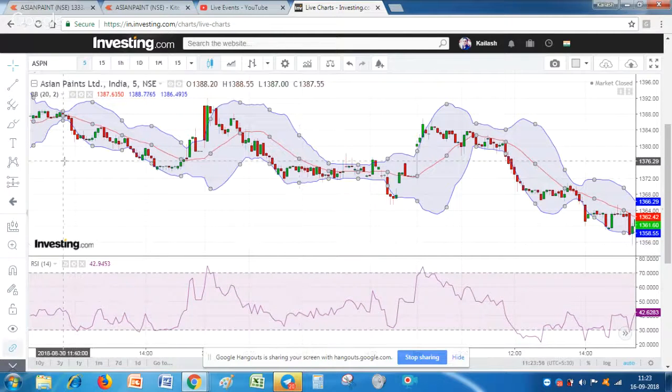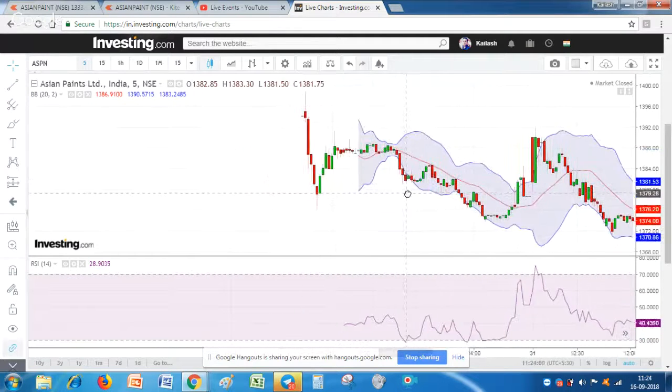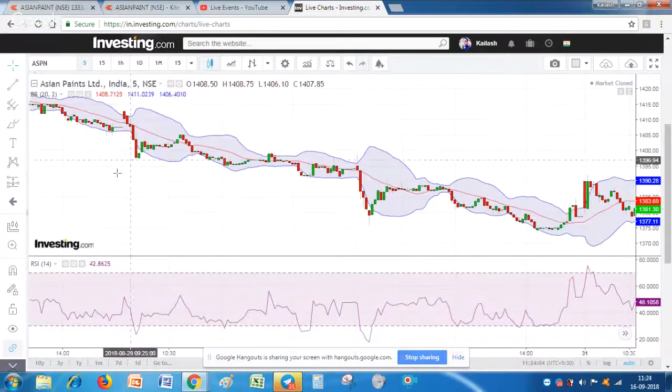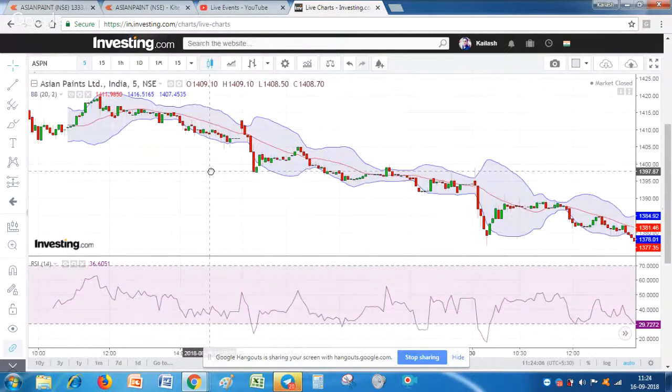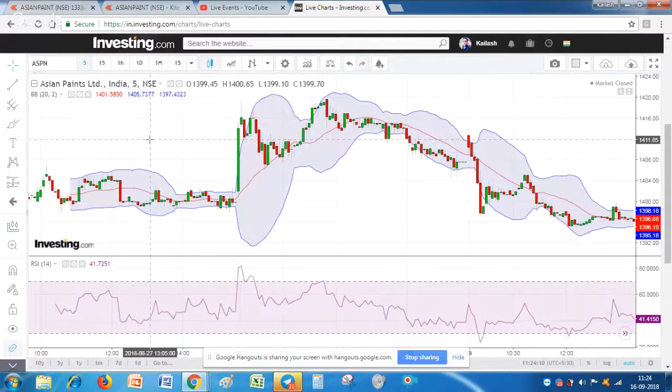So friends, we will not go into the theoretical part of this indicator, because the theoretical part is not as important as understanding this indicator and how to take a buy or sell signal as per the indicator. So friends, I will give you some strategy on how to trade this indicator.